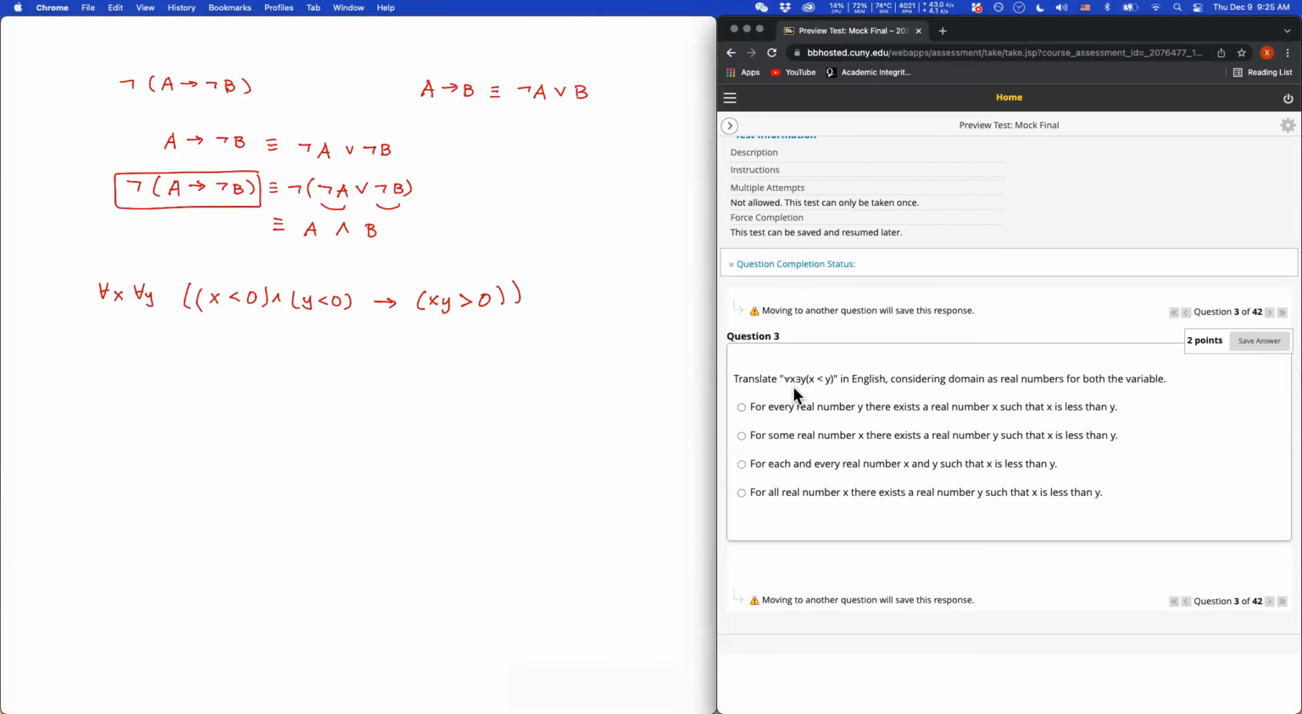Now here it asks you to translate this propositional logic. So we have for all x, or you can say for each x, there exists a y where x is less than y. So you want to find where you see for all x there exists a y such that x is less than y. So that will be the last choice there.